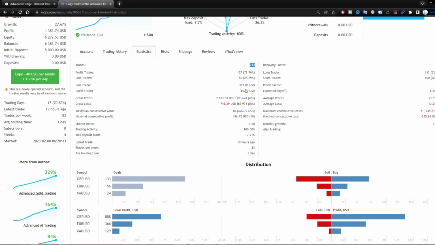Total transactions from February to date are 213 transactions, with a profit ratio of 73%. The profit factor that is obtained at 2.85. The maximum consecutive loss is 6 transactions or about $235 US. And a maximum of 10 consecutive win transactions. Trading per week 83 transactions, with an average holding time of 1 day.